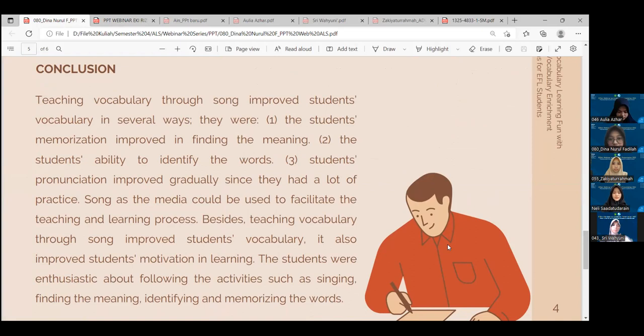Besides improving students' vocabulary, teaching vocabulary with songs also improves student motivation in learning. The students were enthusiastic about following the activities such as singing, finding the meaning, identifying, and memorizing the words.